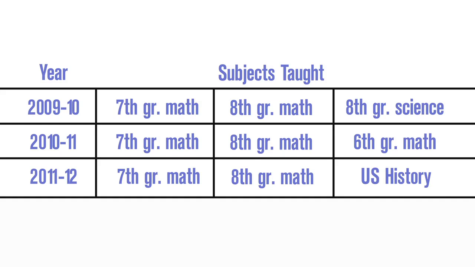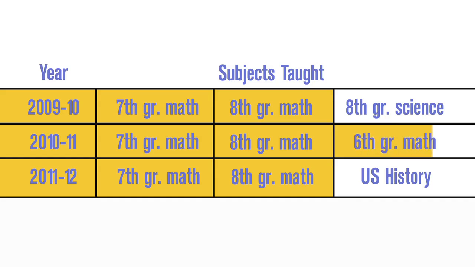Take a look at this example. In 2009-10, Mrs. Hamilton would have received a teacher effect score for 7th grade math, 8th grade math, and 8th grade science individually. This year, Mrs. Hamilton's composite score will be calculated including the current and past 2 years of data in both 7th grade and 8th grade math, because she's teaching these subjects this year. Her 6th grade math score would also be included because it is the same subject as the one she is currently teaching. U.S. history will also be included in the composite calculation because she teaches it in the current year.